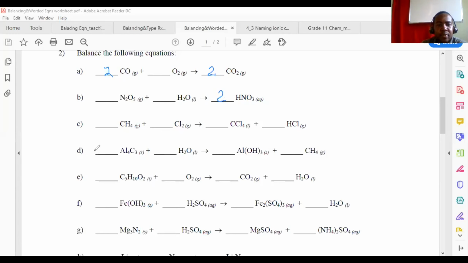So C and D. So C now. So put a 4 in front of the HCl. That's all. And a 2 in front of the Cl2. All right, let's see if this balances off. On this side we have 1 C, this side we have 1 C, so the C's are balanced. H, we have 4 here, and we have 4 H there, balanced.